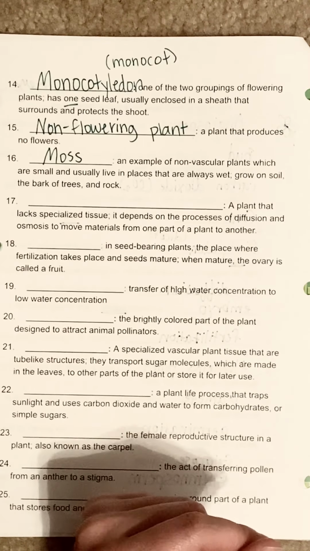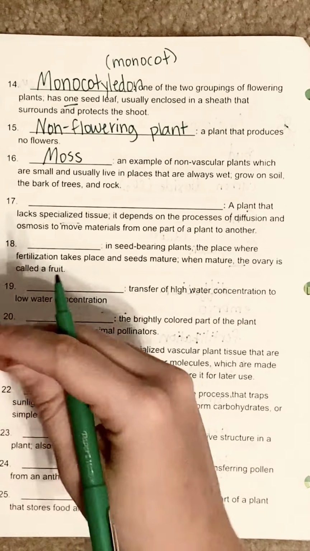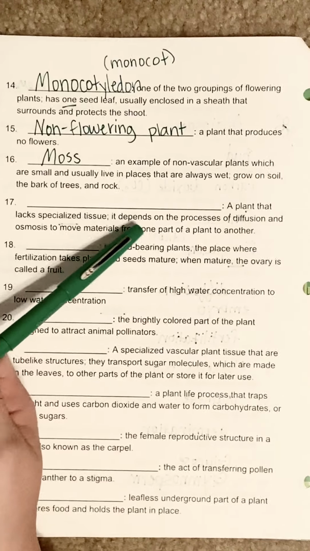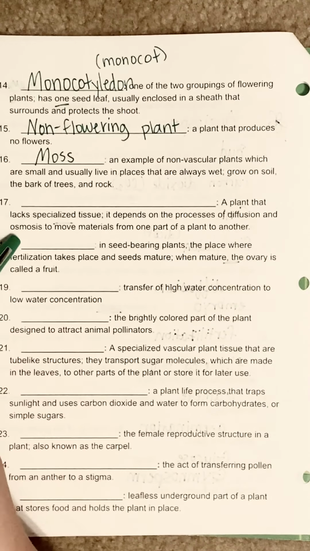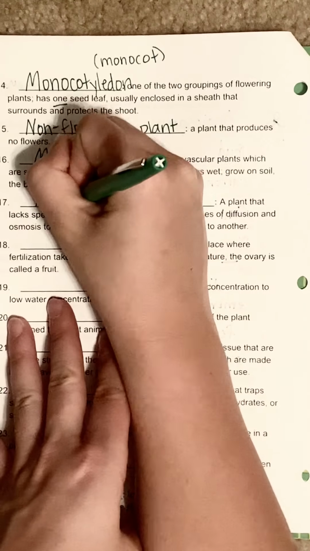Number 17, a plant that lacks specialized tissue. That's going to be a plant that lacks those tubes or vein-like structures within the plant, and therefore it depends on the processes of diffusion and osmosis to move materials. That's going to be a non-vascular plant.